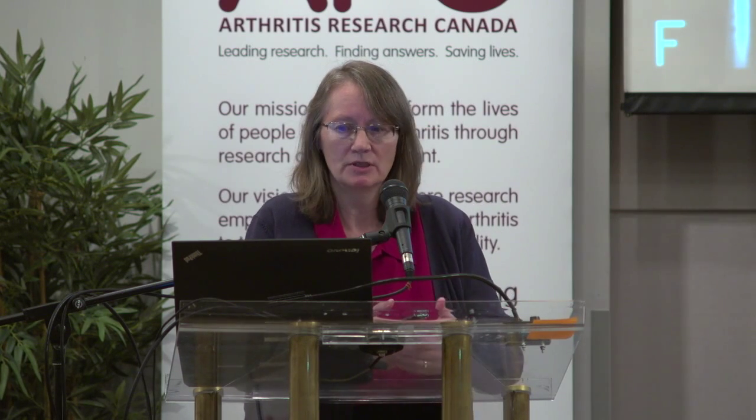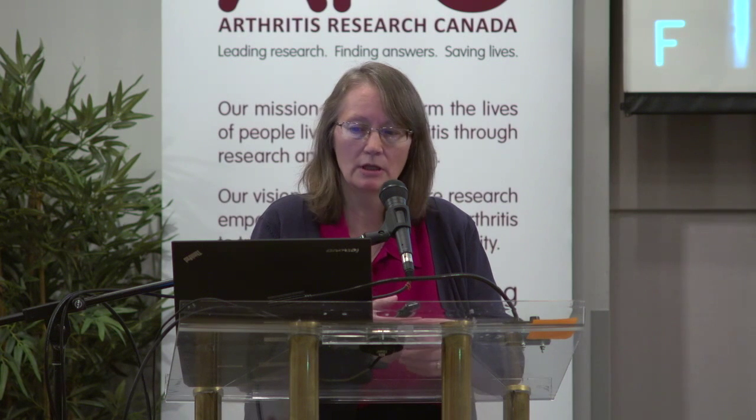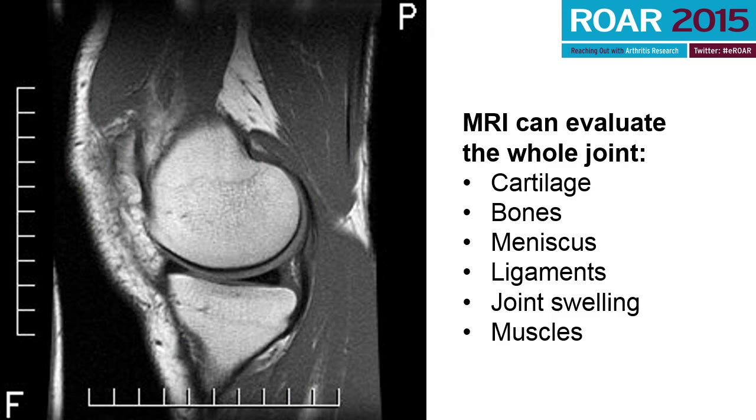And that's where MRI comes in. On MRI, we can see the details of all of these tissues. We can see cartilage, we can see bone, meniscus, the ligaments. We can look for joint swelling. We can even see the muscles.